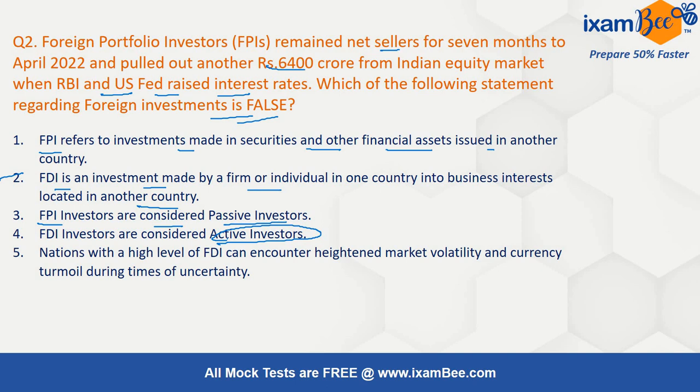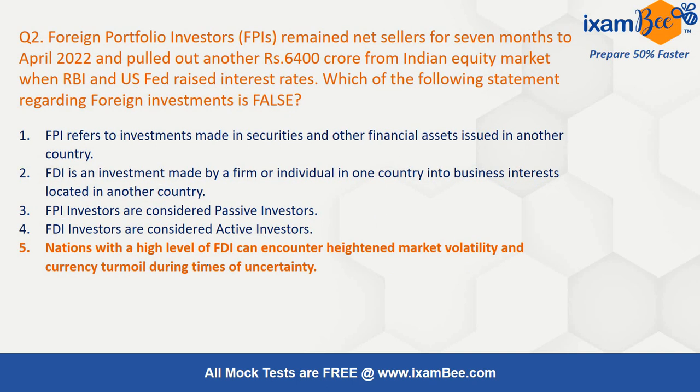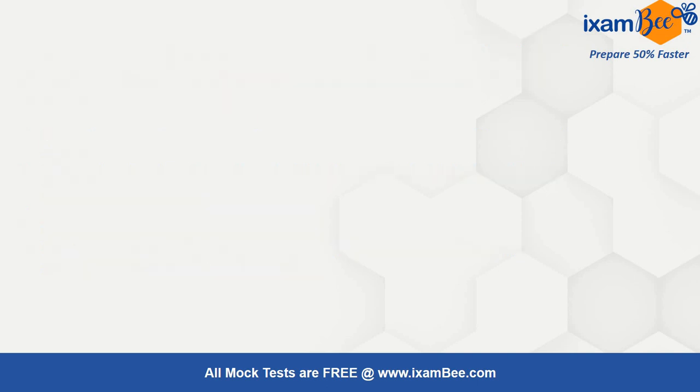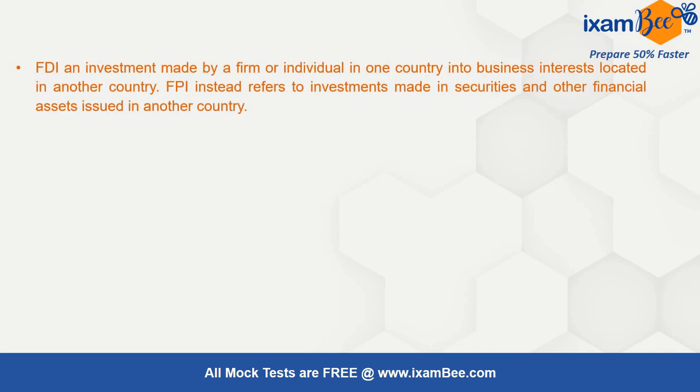So when they establish that unit, that is called foreign direct investment. That's why they are active investors. This is also correct: nations with a high level of FDI can encounter heightened market volatility and currency turmoil. This happens in case of higher PI, portfolio investment, not in case of FDI, because FDI is a longer-term investment. Suppose a company has set up a factory in another country, or they have invested in a company by buying out a larger stake. They are managing that. So that's why FDI is an investment.